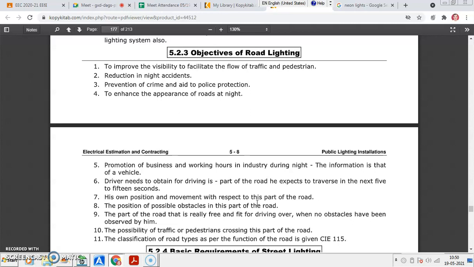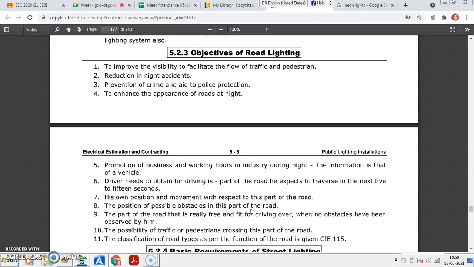Improves visibility of the traffic, reduction in the night type accidents, definitely prevention of crime, that is additional help to the police regarding the protection, enhance the appearance of road, enhance the appearance of city in night.